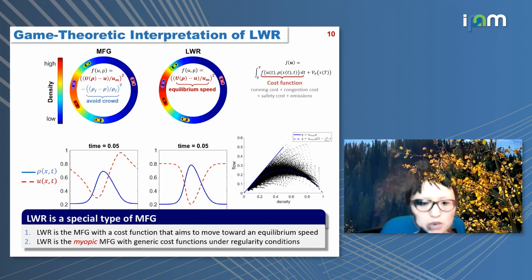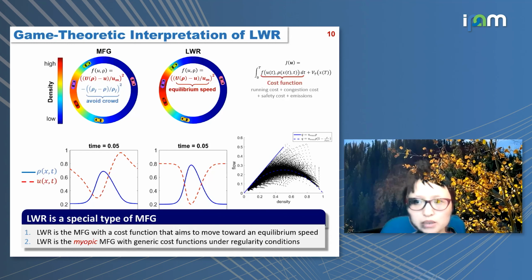Second, we found that LWR is a myopic mean field game. That means they only look at the current time's density and then make their speed choice. They don't look forward in time, so they don't anticipate. That's the key difference between LWR and some other specially designed mean field games.